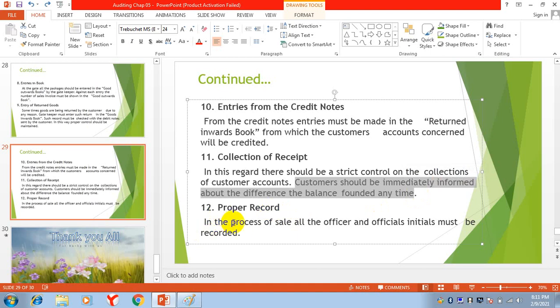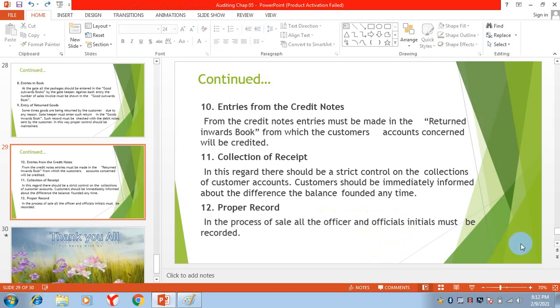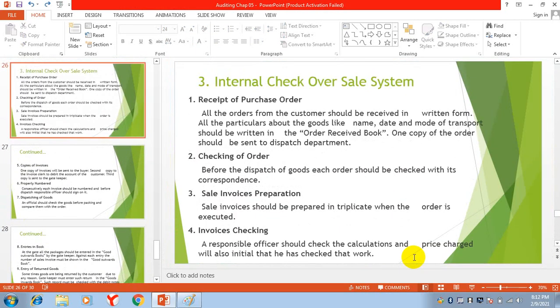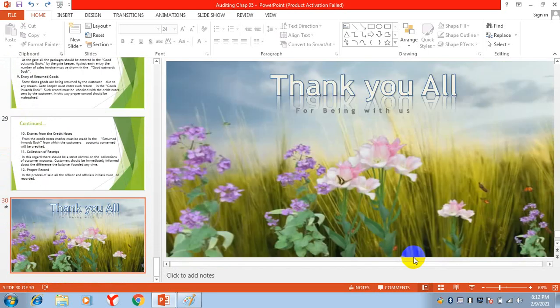Proper record in the process of sale: all the officers' and officials' initials must be recorded. Keep in mind, whenever you are making a sale, any responsible person in that process, each one of them, there should be his signature and initials, his name and initials. There must be this thing available. So this is internal control over the sales system. I think for today it is enough.